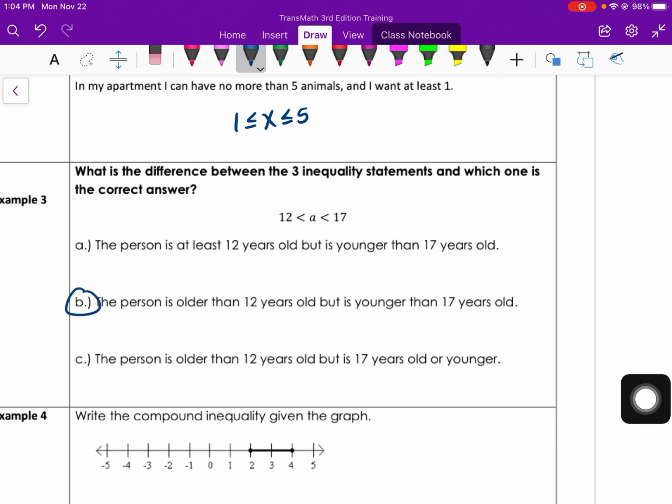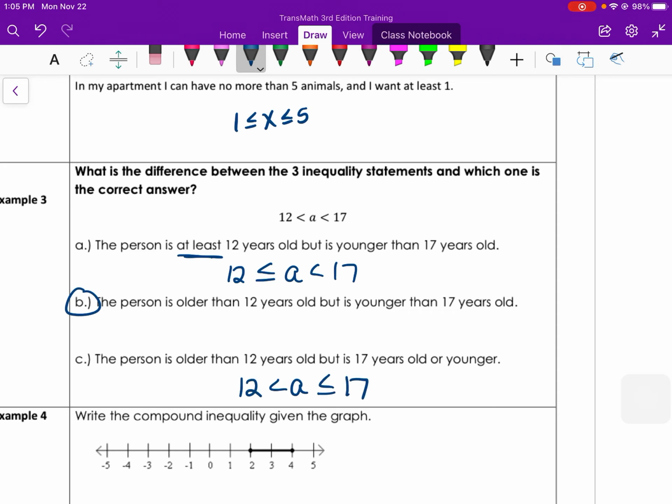The reason that it is B is because in A it says at least, and at least means that it would be younger than 17 but equal to 12. So at least implies equal. In C, a person is older than 12, so greater than 12, but 17 years old or younger implies equal to again. So those are the differences in the slight wording, at least and then or younger. So if we have one that has just less than, we need to find the one that contains just the less than or greater than words.